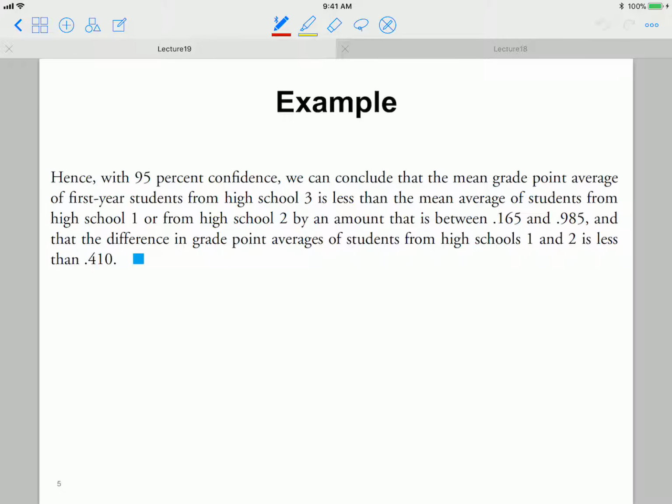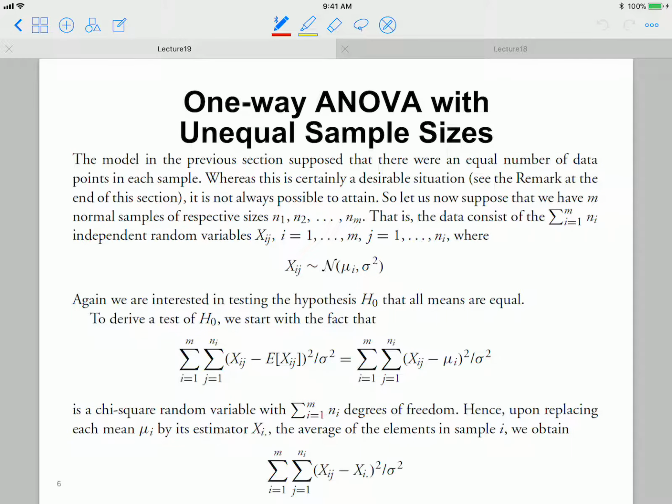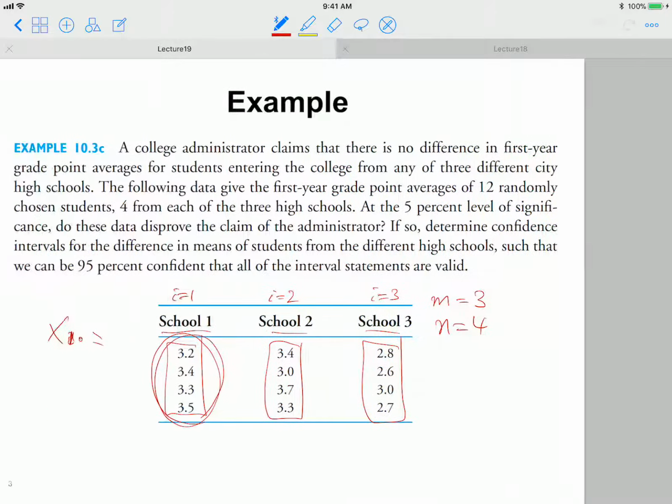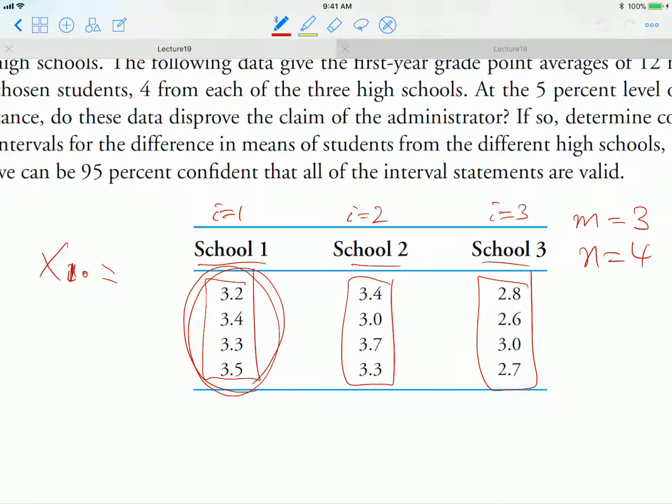Okay, so these are the answers that I just explained. And then let's move on to a little bit more complicated case of having unequal sample sizes. But it's really simple. So here the setting is as follows. In this school example, we have three different groups or three different samples, but now we consider the situation where the number of observations is different among the different samples.